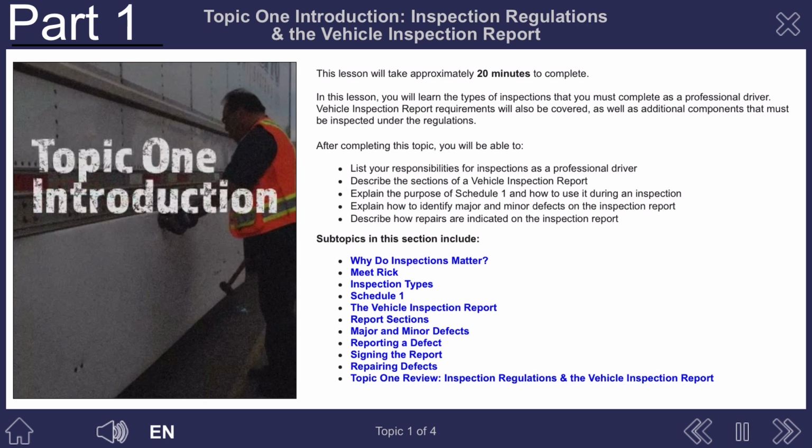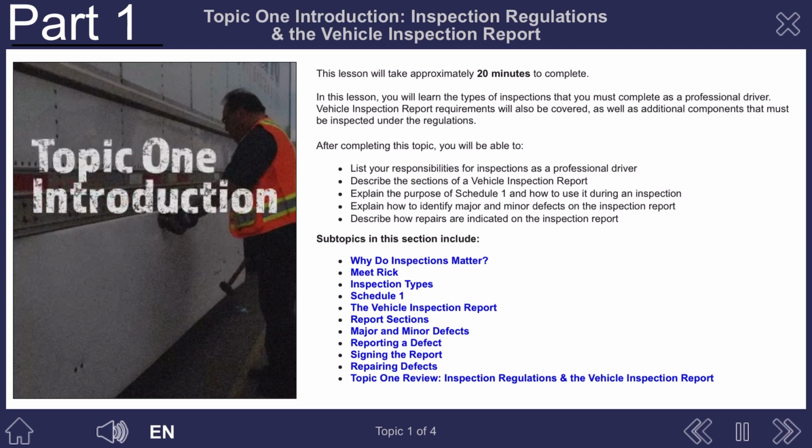After completing this topic, you will be able to list your responsibilities for inspections as a professional driver, describe the sections of a vehicle inspection report, explain the purpose of Schedule 1 and how to use it during an inspection. Explain how to identify major and minor defects on the inspection report. Describe how repairs are indicated on the inspection report.